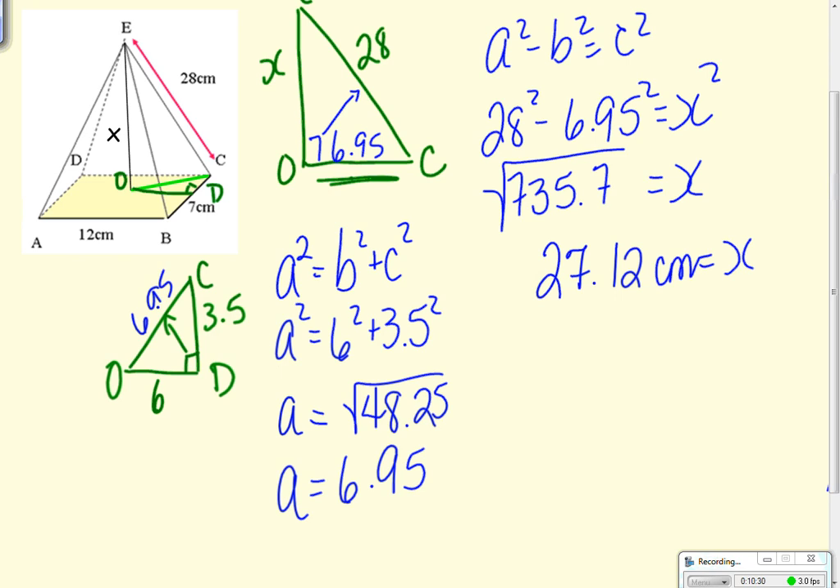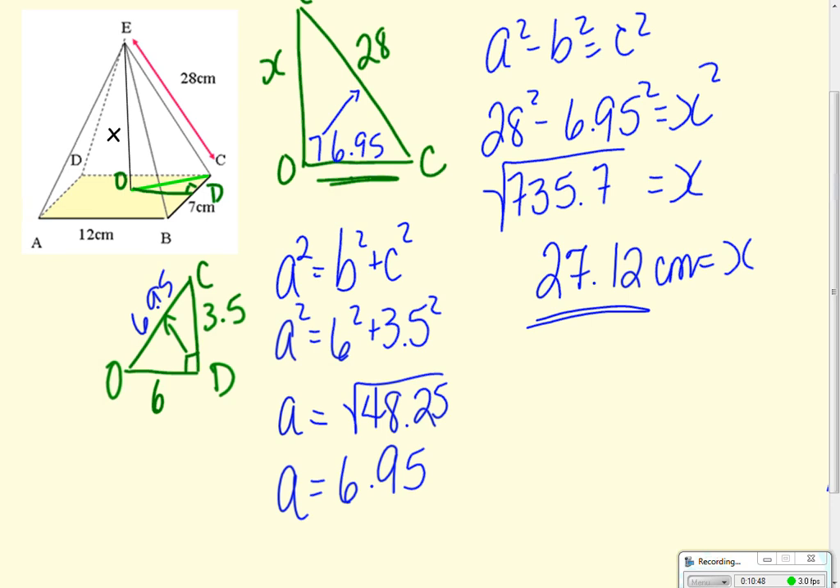Now, you can always look and see, does it look reasonable? And when you look at the triangle we've drawn, 28 is the hypotenuse, so this has to be less than 28, and it is. So it's a reasonable answer, and we're done. It's just back-to-back Pythagoras. There's really nothing more to it than that.